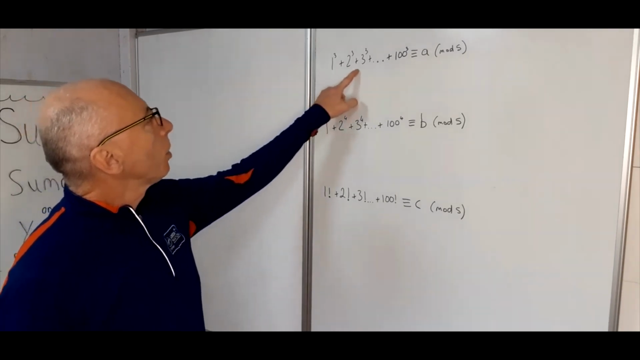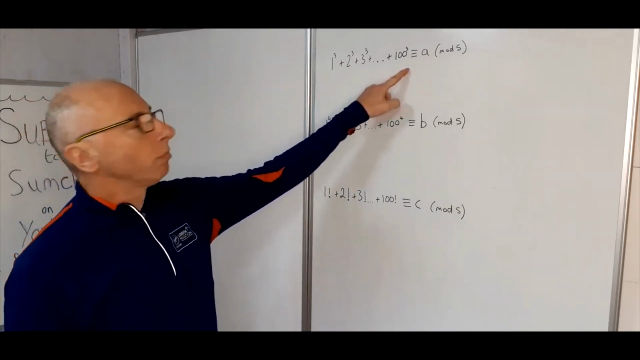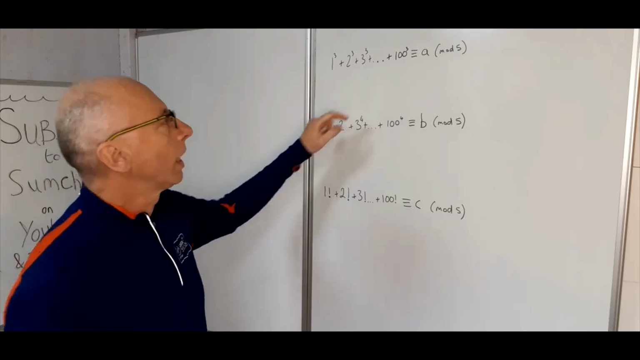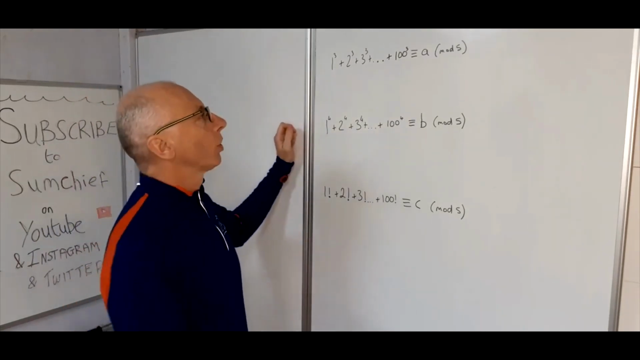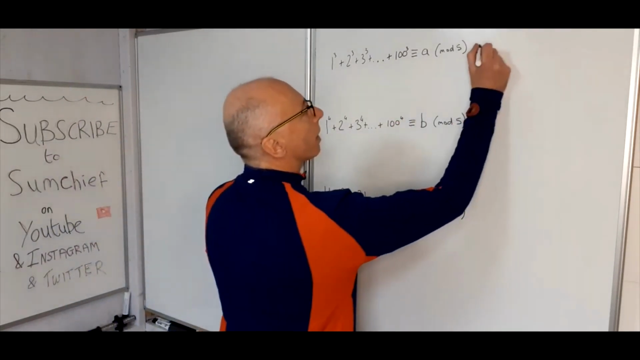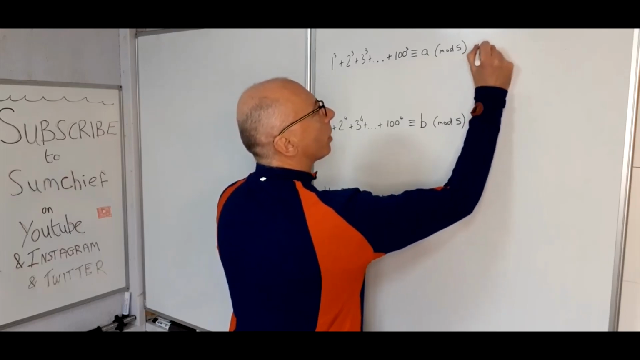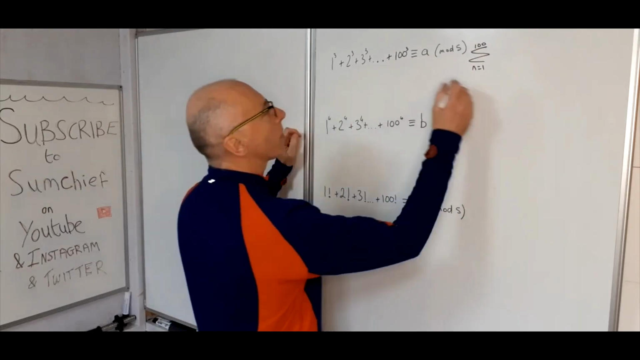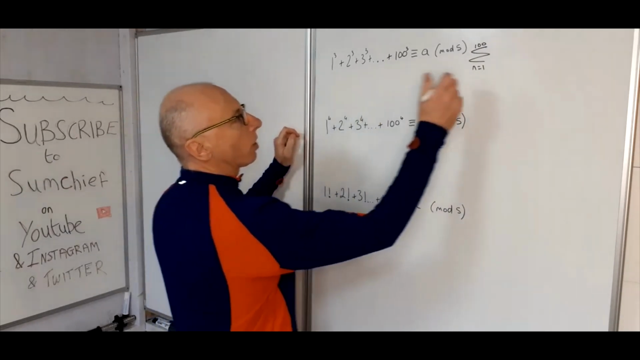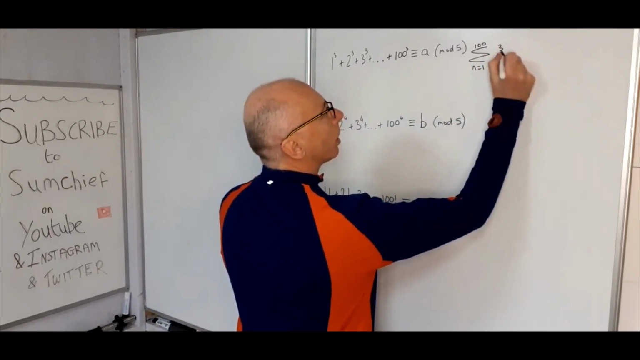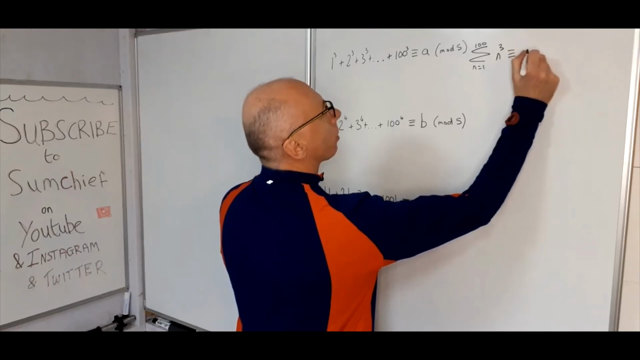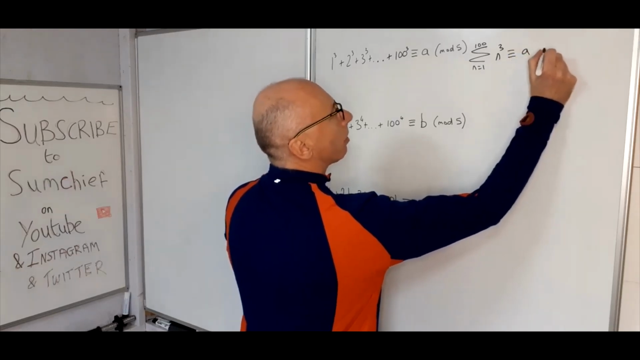Okay, so 1 cubed plus 2 cubed plus 3 cubed. Now just to calculate this out, it's going to take you all day long. So we need to find some kind of shortcut. So if we just rewrite this, n equals 1 to 100. That's all our sums, and it's basically n cubed. So we want this to be congruent with a mod 5.